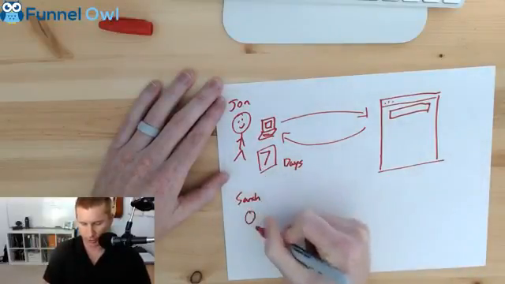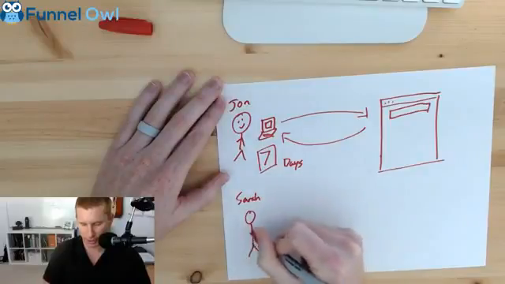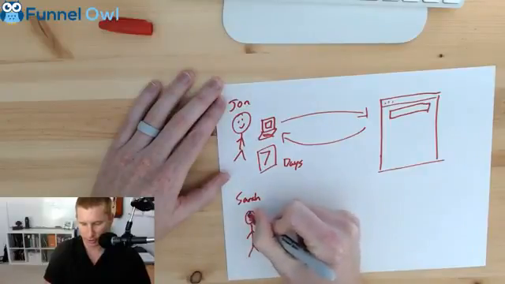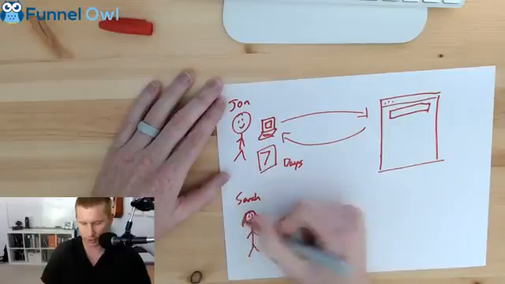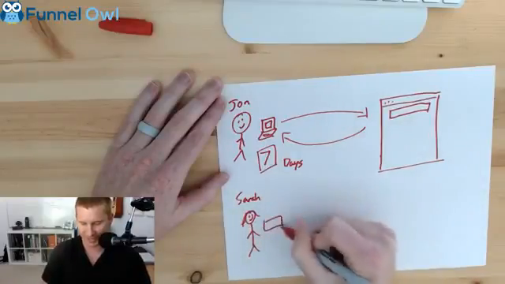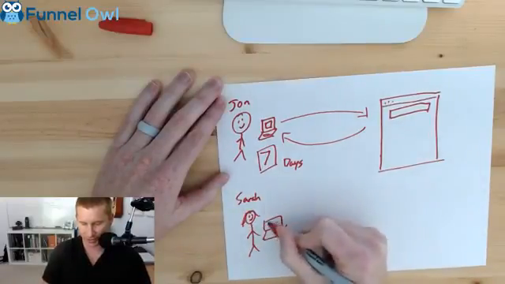Now, let's say one day later, Sarah is going to do the same thing. She looks a lot like John, but that's what I can do. So Sarah is going to go to this page here.